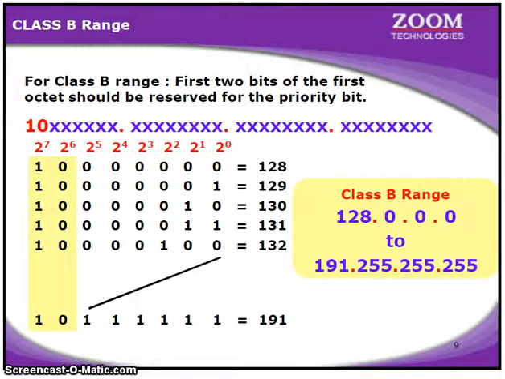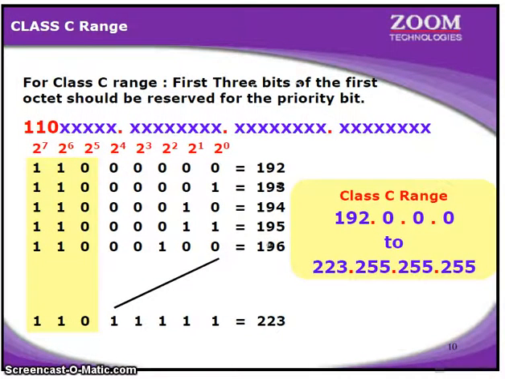The range of class B can be calculated as follows. The first two priority bits for class B are 1 and 0, written as 1, 0 and XXXXXX. So the first 2 bits will be constant and the remaining 6 bits can vary from 0 to 1. So we have the range of class B from 128.0.0.0 till 191.255.255.255.